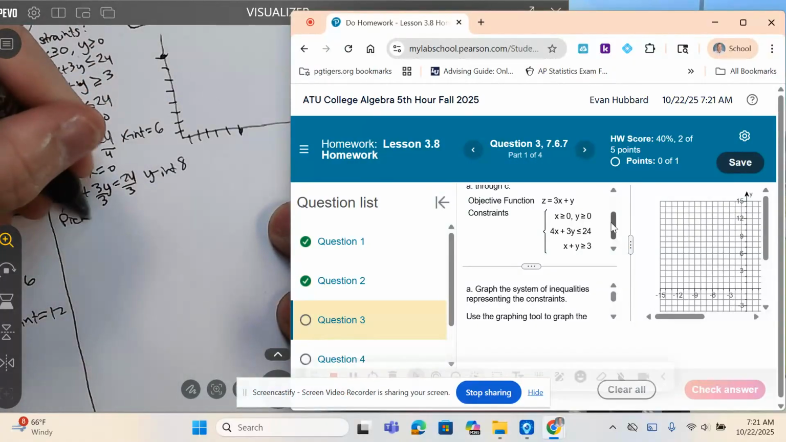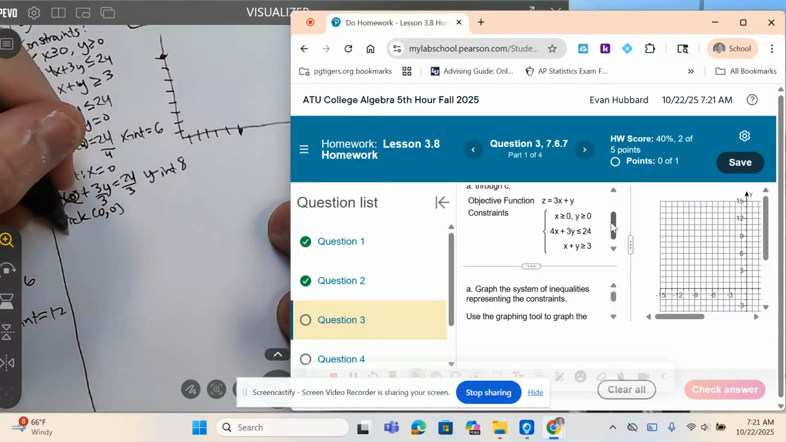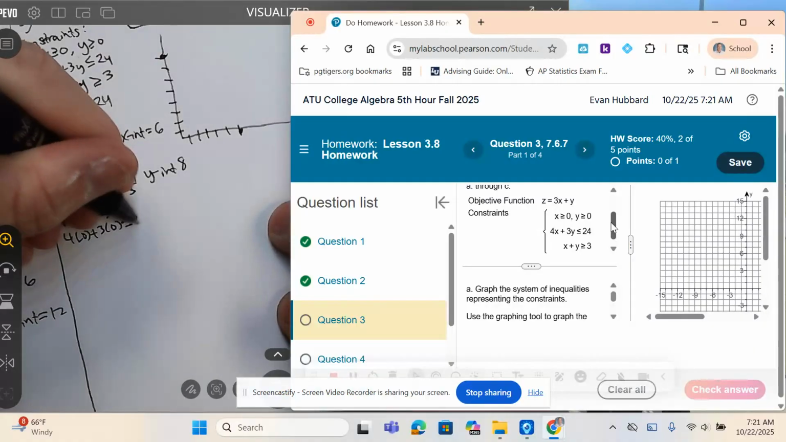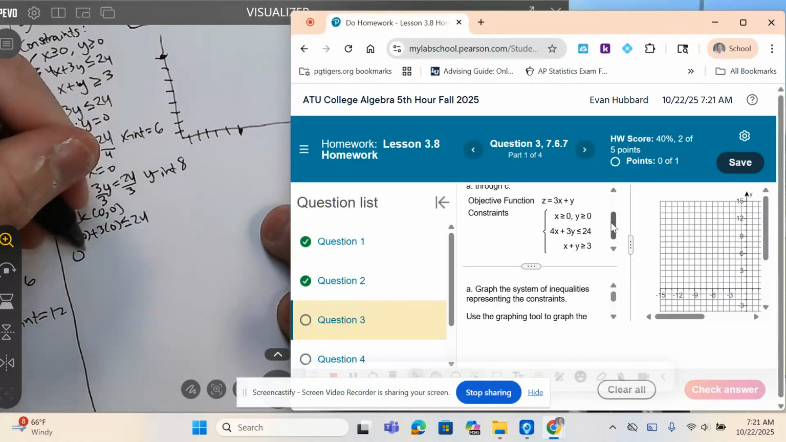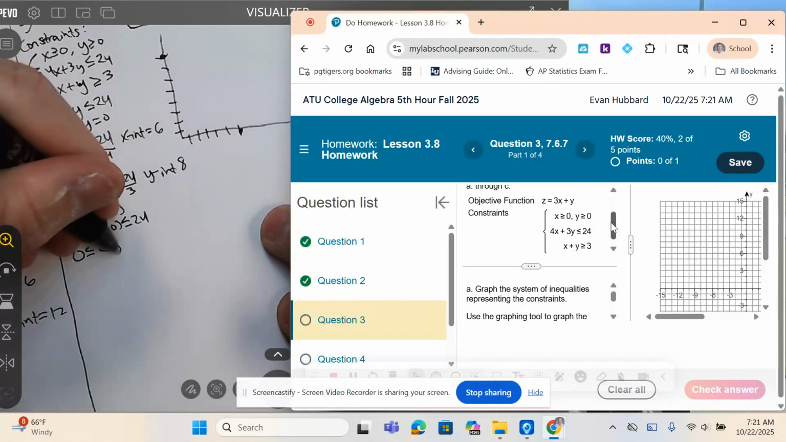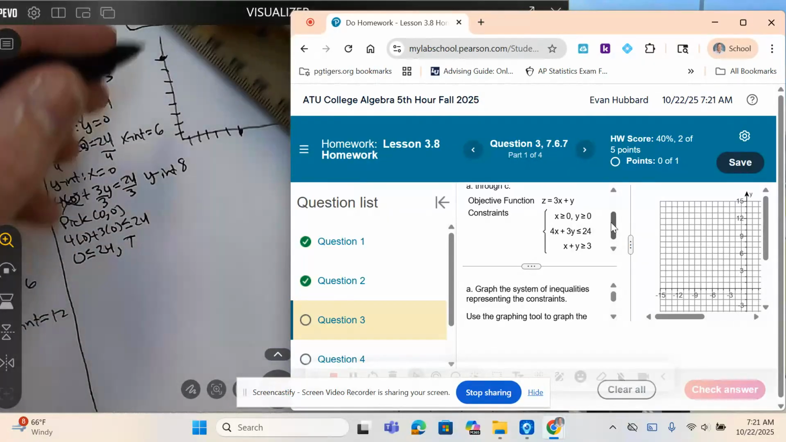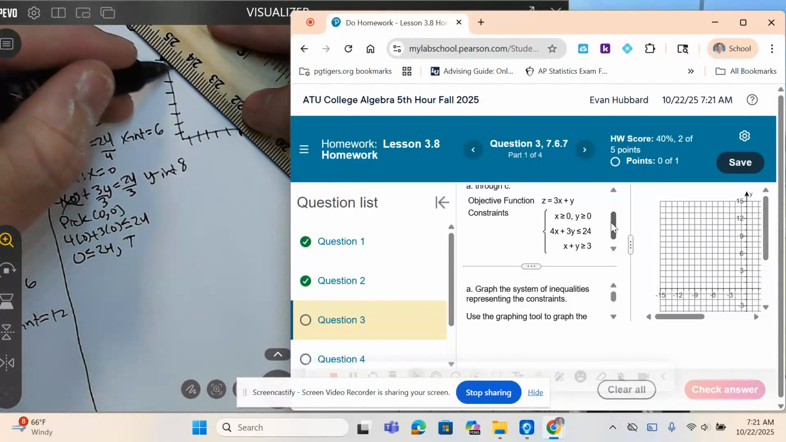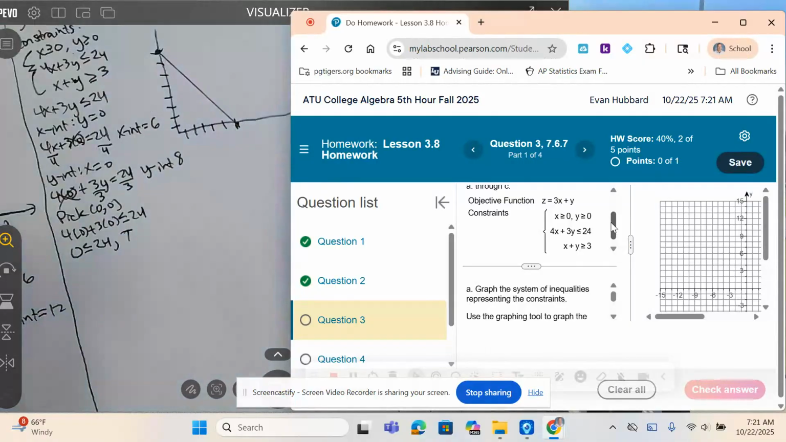We pick 0, 0, and let's plug that in. So 4 times 0 plus 3 times 0, is that less than or equal to 24? Is 0 less than or equal to 24? That's true. So I'm going to shade towards 0, 0, and these are all equal to's. Okay, so I'll shade towards 0, 0.